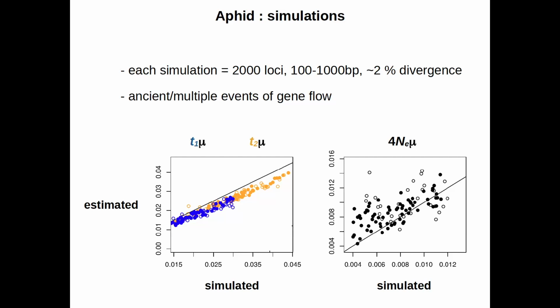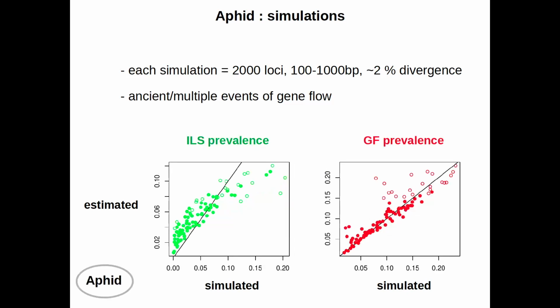So what we see is that despite these departures from its assumptions, AFID estimates the parameters more or less reasonably. The speciation times are a little bit underestimated. The effective population size is a little bit overestimated. But importantly, what we see in the next slide is that the relative prevalence of ILS in green and gene flow in red are reasonably well estimated, despite these small biases. And this was particularly true when the simulated conflict was not too high.